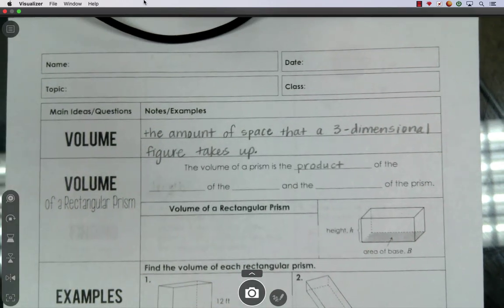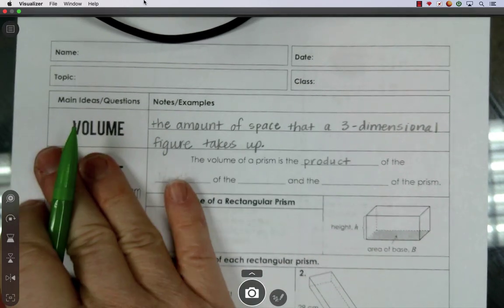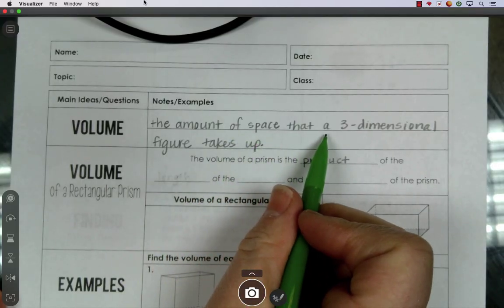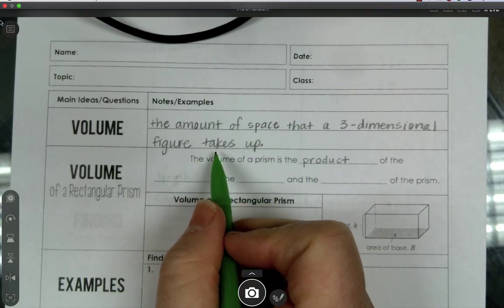Okay, I got ahead of myself. We are talking about volume today. And volume is the amount of space that a three-dimensional figure takes up. Okay?